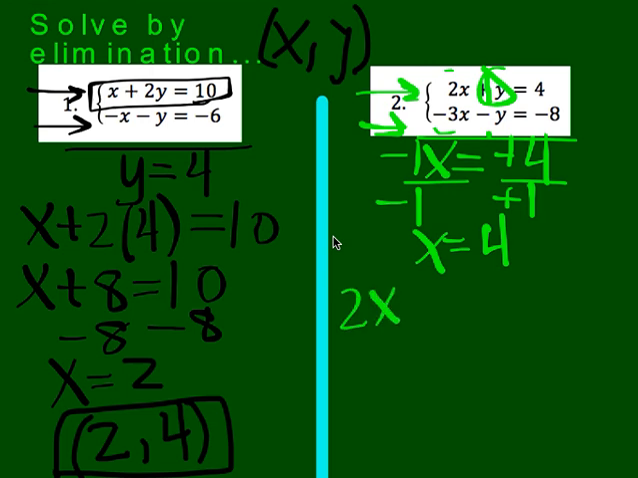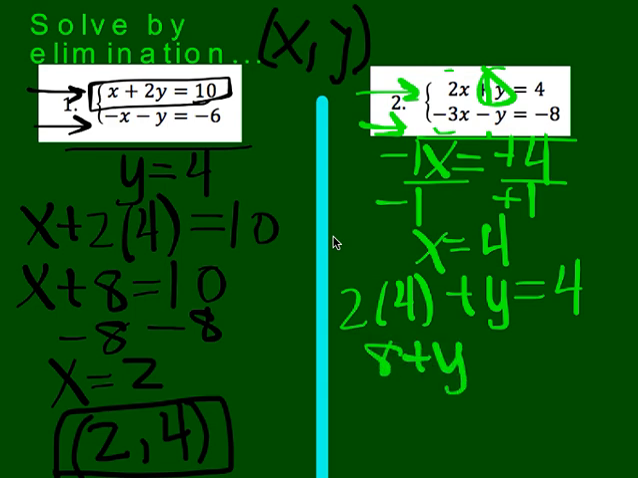So then I'm going to have 2x, oops, sorry, not 2x. I know my x is 4, so I'm going to substitute out my x and I'm going to write in 4 instead. And then I'm going to use that top equation and I'm going to keep everything else in that equation the same, just substituting out that x. 2 times 4 is 8. Plus y is equal to 4.